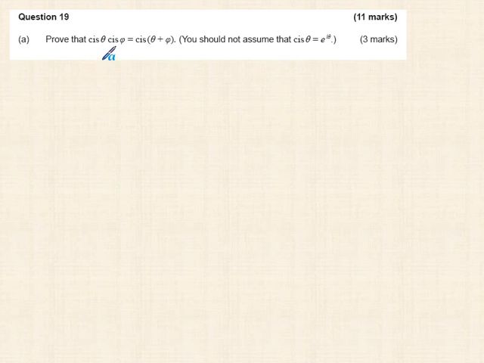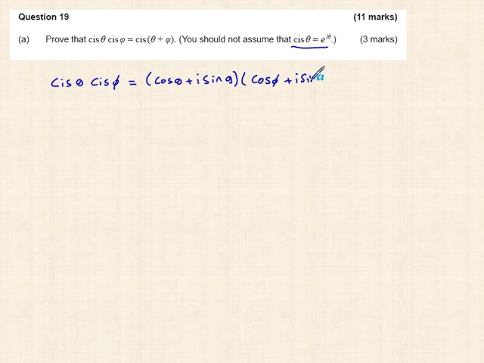We want to prove that cis theta cis phi is equal to cis theta plus phi without assuming this. Cis theta cis phi is cos theta plus I sine theta, cos phi plus I sine phi. Expanding, that gives us cos theta cos phi plus I sine phi cos theta plus I sine theta cos phi.